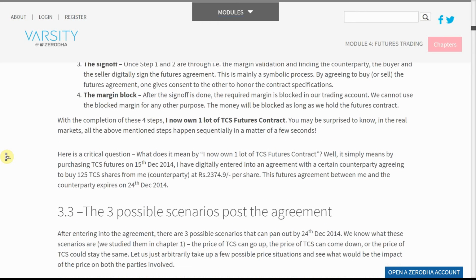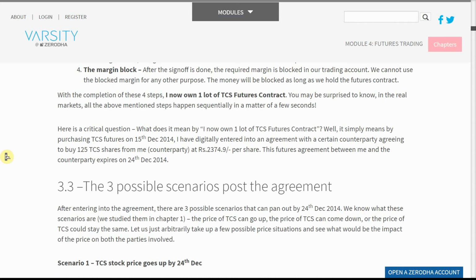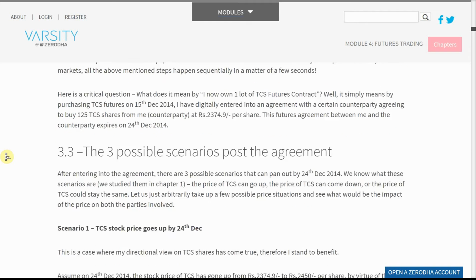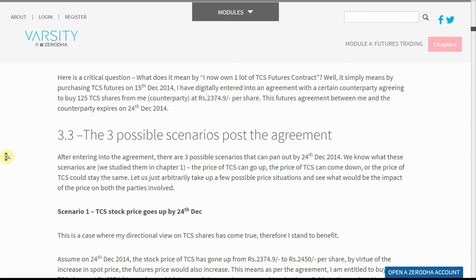The margin block after the sign-off is done. The required margin is blocked in our trading account. We cannot use the blocked margin for any other purpose. The money will be blocked as long as we hold the futures contract. With the completion of these 4 steps, I now own 1 lot of TCS futures contract. You may be surprised to know, in the real markets, all the above-mentioned steps happen sequentially in a matter of a few seconds.